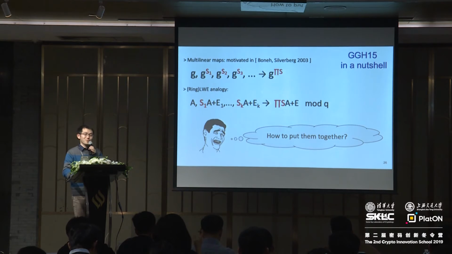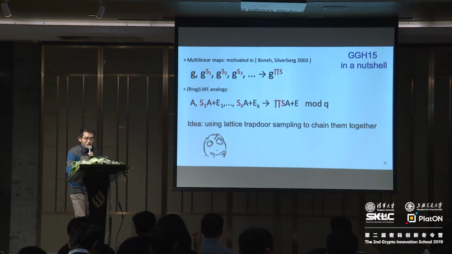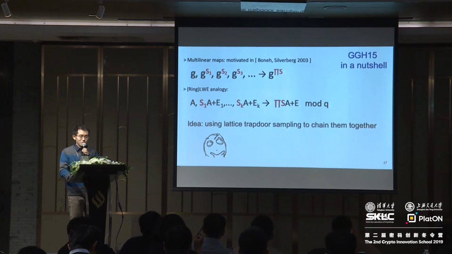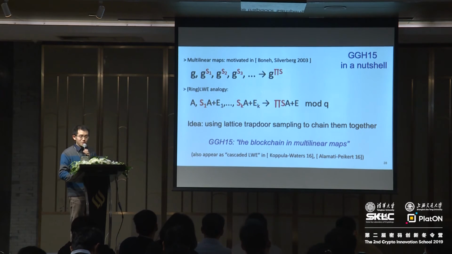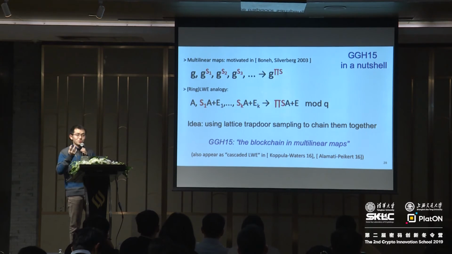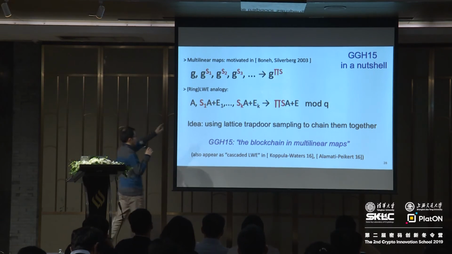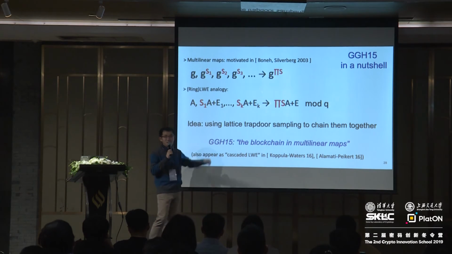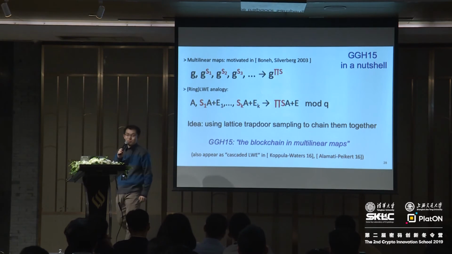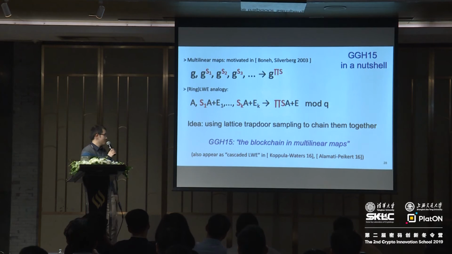So, all right, how to put them together. The idea of GGH15 is actually using lattice trapdoor sampling and creating more encodings to chain them together. In some sense, you can also think about GGH15 as the blockchain in the multilinear maps, because they are trying to put more chains to connect all of them together. And so this is one of the natural ways to think about it.